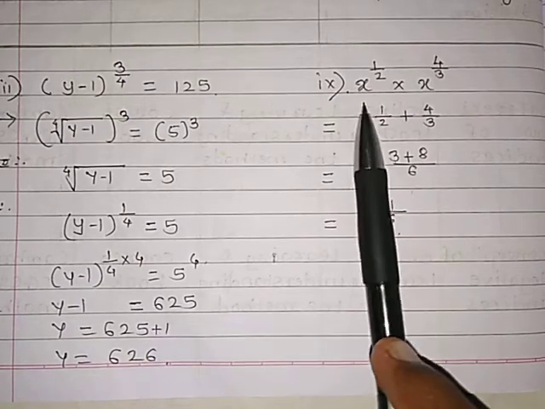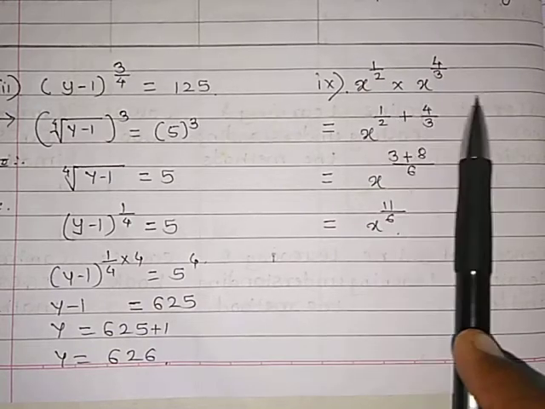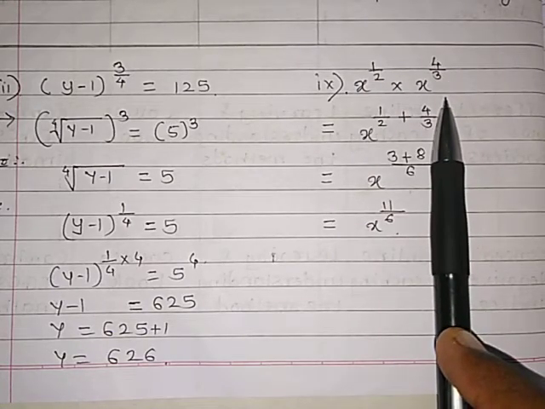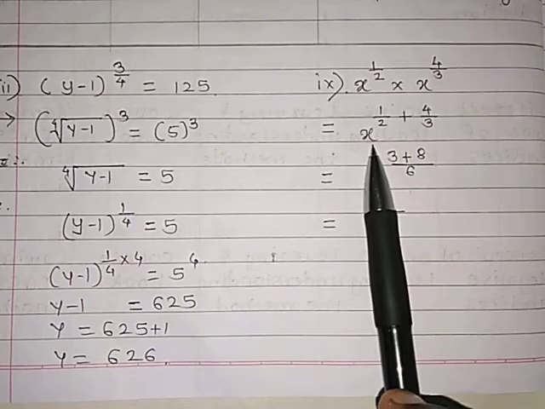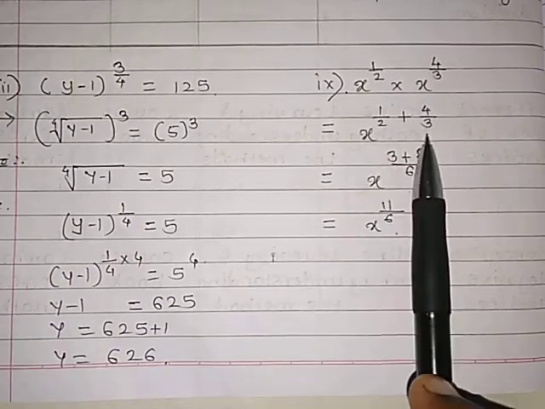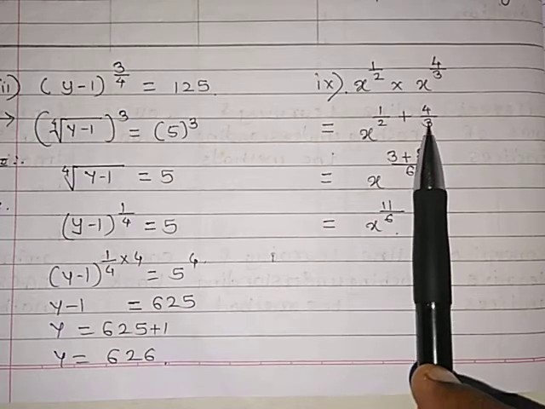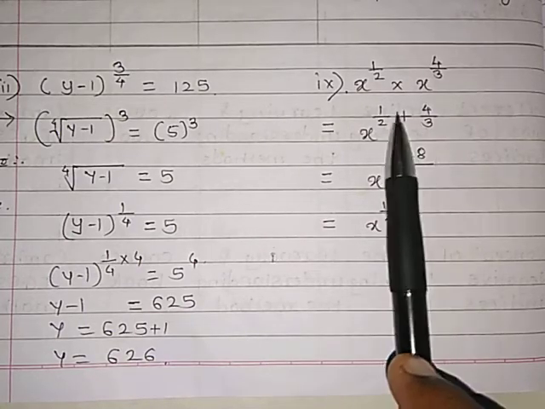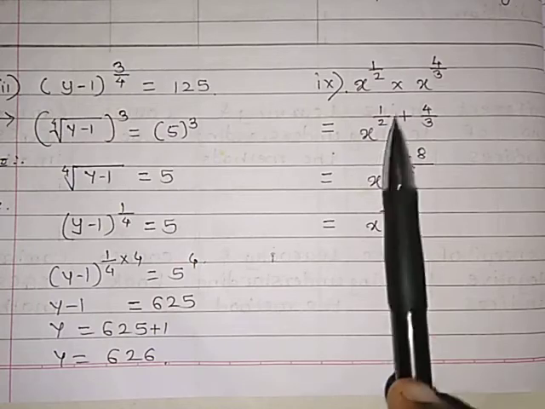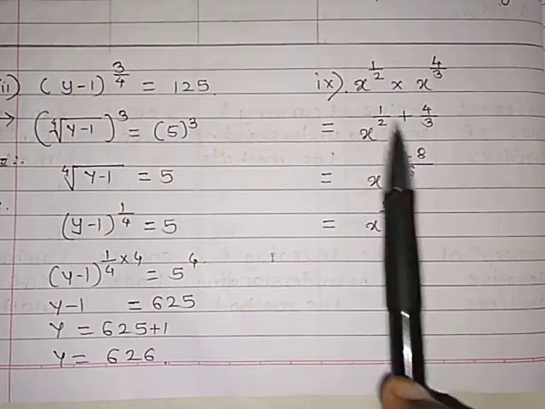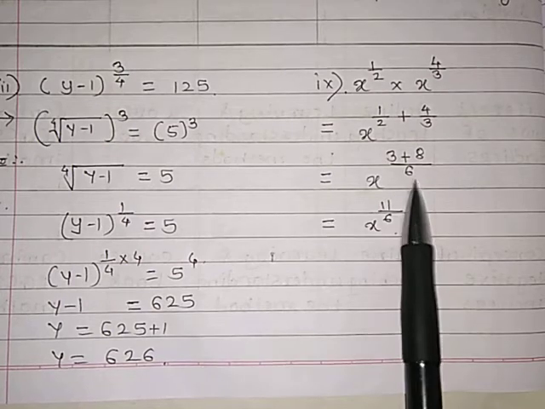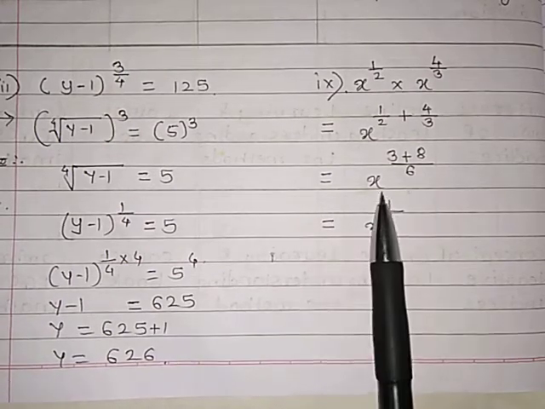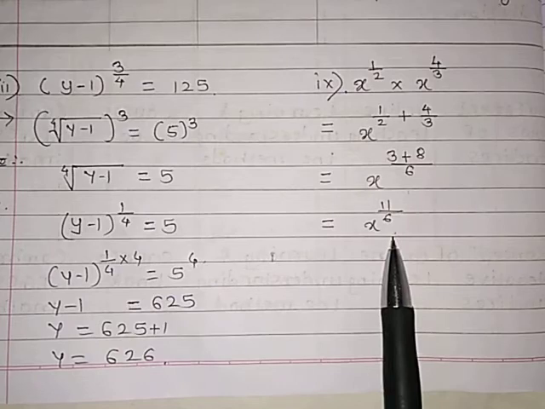Next question. x raised to 1 upon 2 into x raised to 4 upon 3. Base is the same, so we have to add the indices. Therefore x raised to 1 upon 2 plus 4 upon 3. Now we have to equate the denominators, cross multiply. 3 into 1 will be 3, 4 into 2 will be 8, divided by 3 into 2 which will be 6. Which is equal to x raised to 11 upon 6.